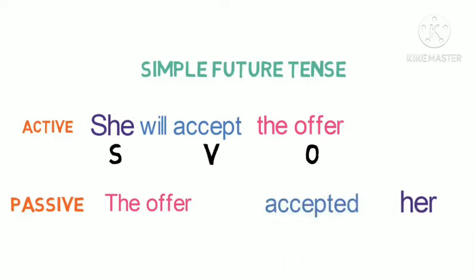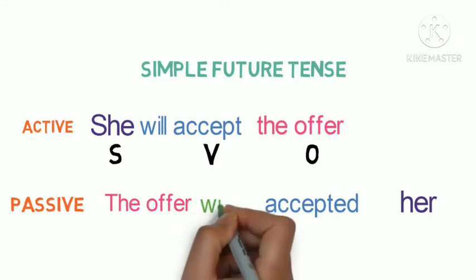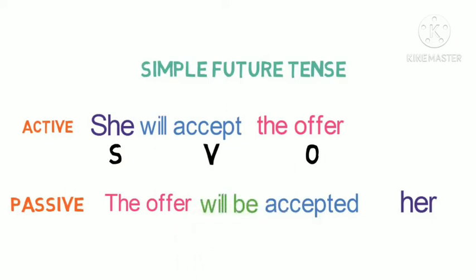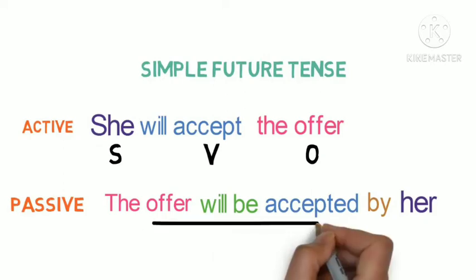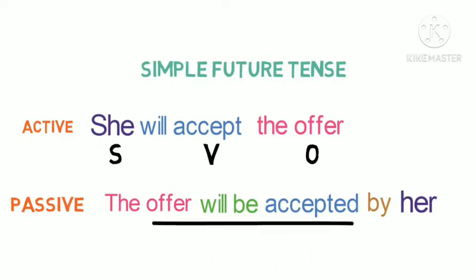Then it's a simple future. So the helping verb will change like this, will be. Then add by, preposition by before her. So the passive voice will change like this. So the passive voice is, the offer will be accepted by her.